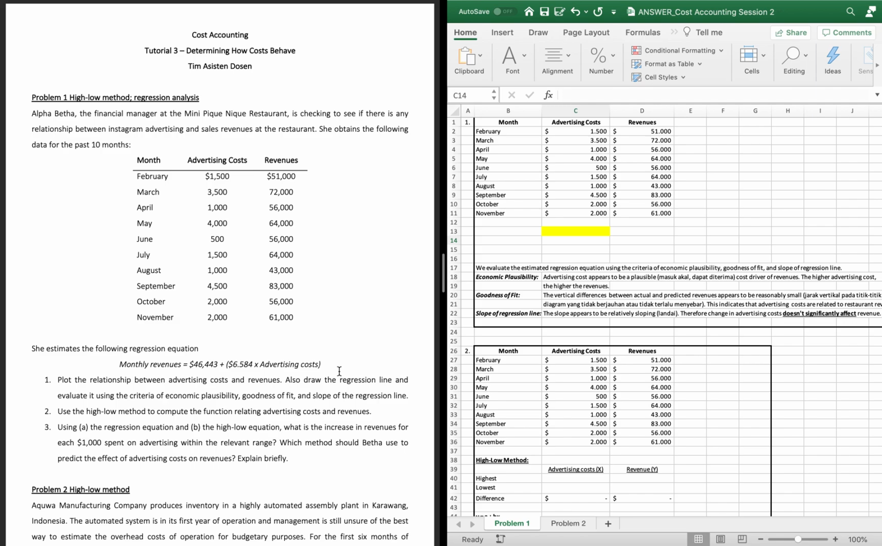Okay, so for the first one, we're gonna plot the relationship between advertising cost and the revenue, and also draw the regression line and evaluate it using three criteria. First things first, we're gonna identify which one is the dependent variable and which one is the cost driver. So here the cost driver is the advertising cost that influences the other variable, which is the revenue.